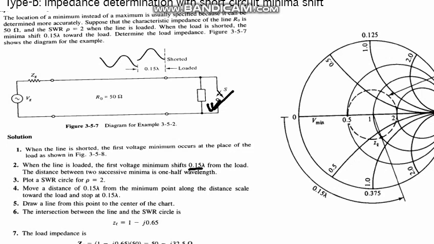Okay. So the distance between two successive minima is 1/2 wavelength. Two successive minima means from this minimum to that minimum. The distance between these two is half of the wavelength, that is lambda by 2. So first of all we have to plot the SWR circle.